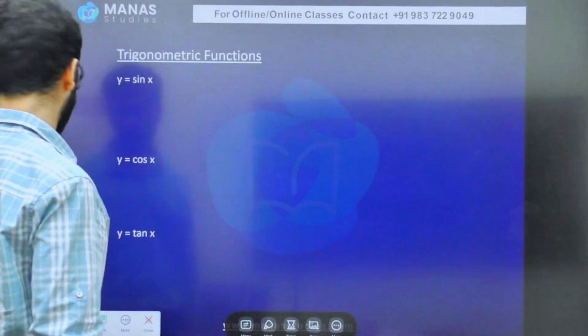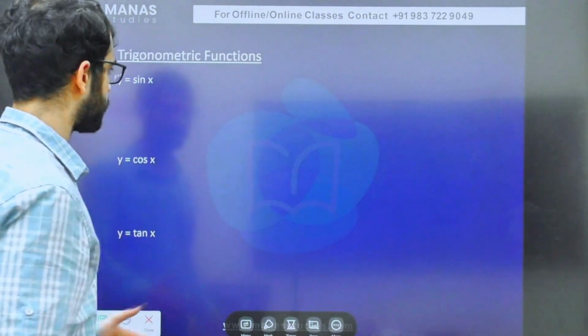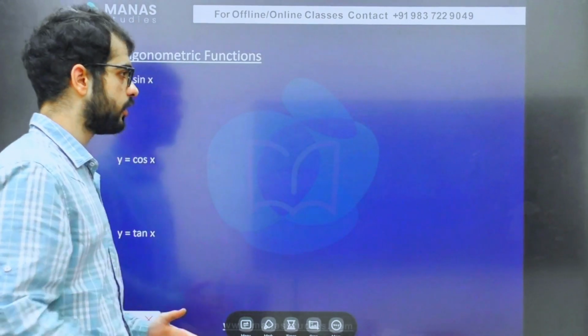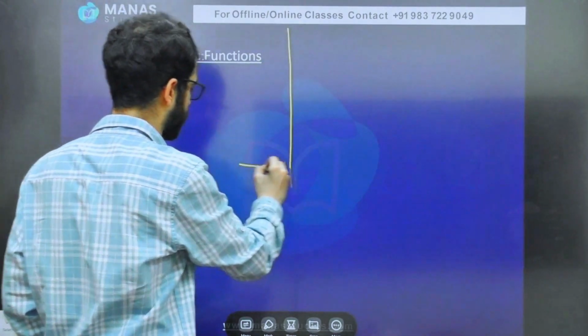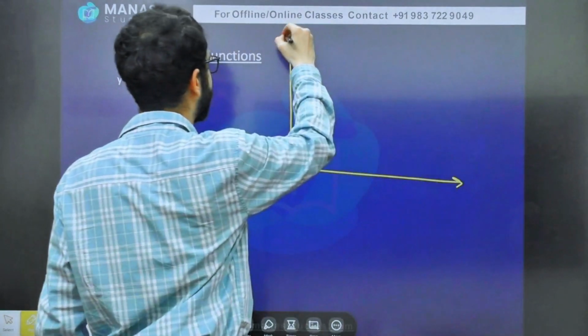Now let's look at the graph of tan. Now the basic confusion at this point is that people have a confusion about the value of tan 90.